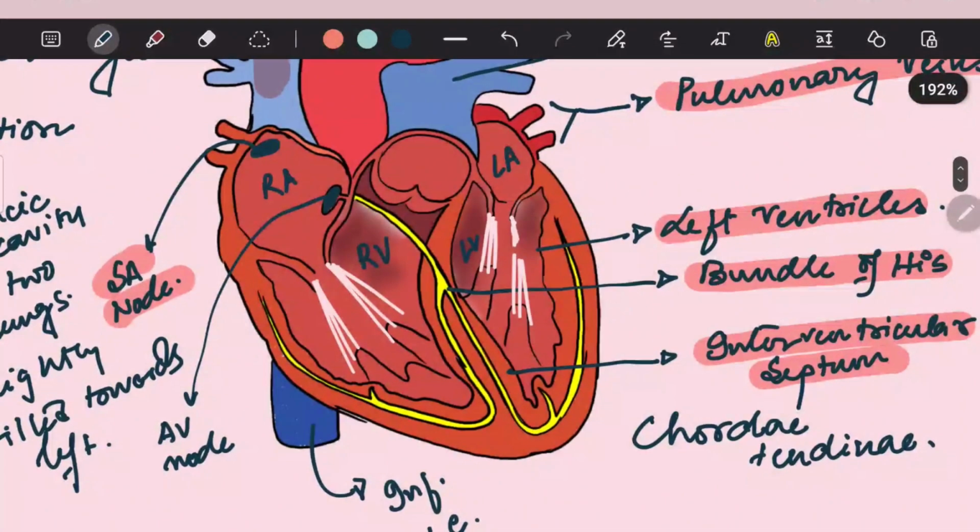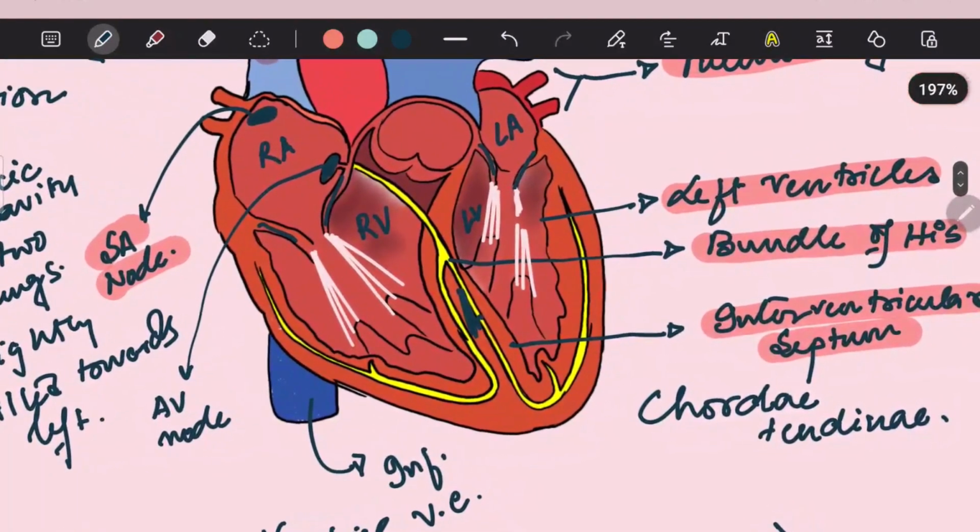Now, if you see this image carefully, there is a separation between the two atria as well, and that septum is known as the interatrial septum. The thick septum which separates the two ventricles is known as the interventricular septum. And these areas, which contain two valves, separate the atrium from the ventricles and hence are known as the atrioventricular septum.